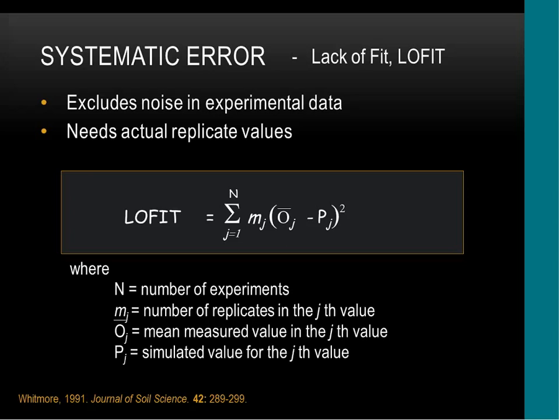Sometimes the data is not of sufficient quality to test the model because it's too variable. But if we have the actual replicate values, not just the standard error, but the individual replicate values, we can use LOFIT, which compares the lack of fit of the predicted values, P, J, compared to the observed values, but it takes account of the variability within the measurements. So it's a way of factoring out the measurement error.